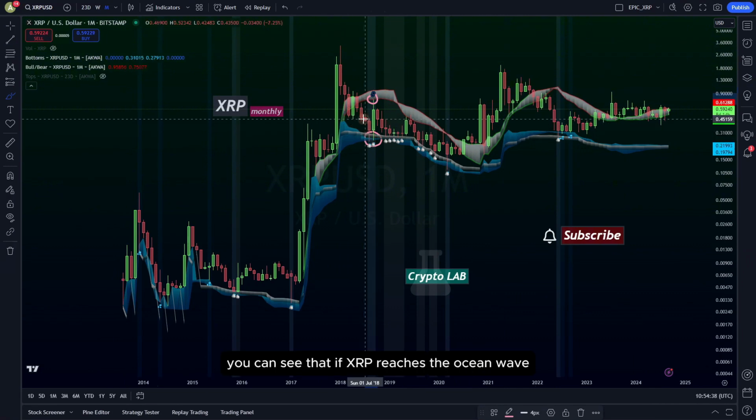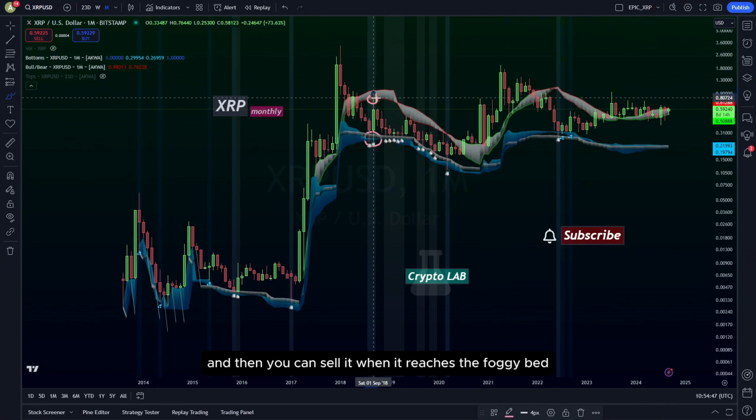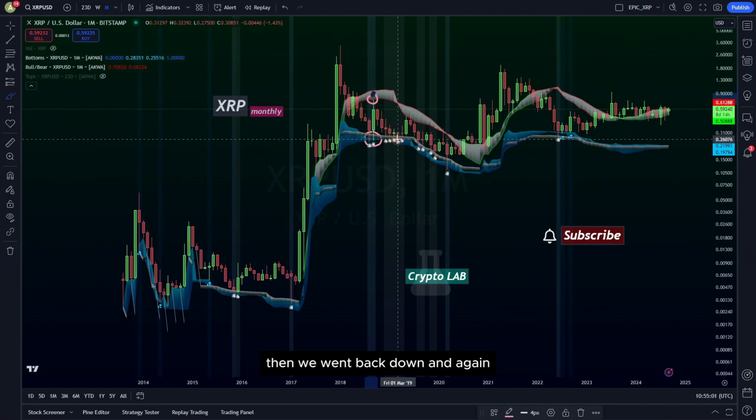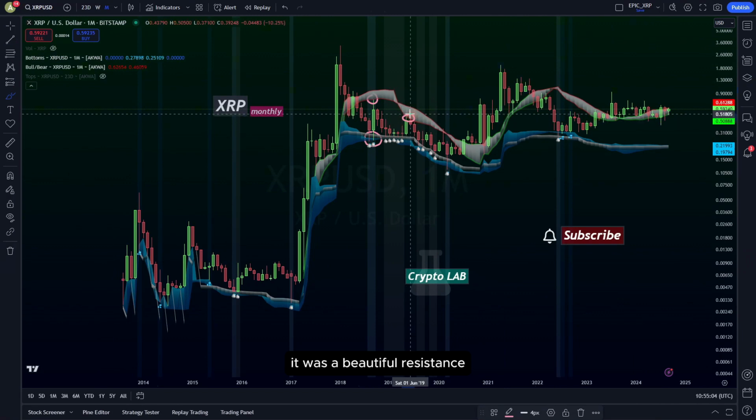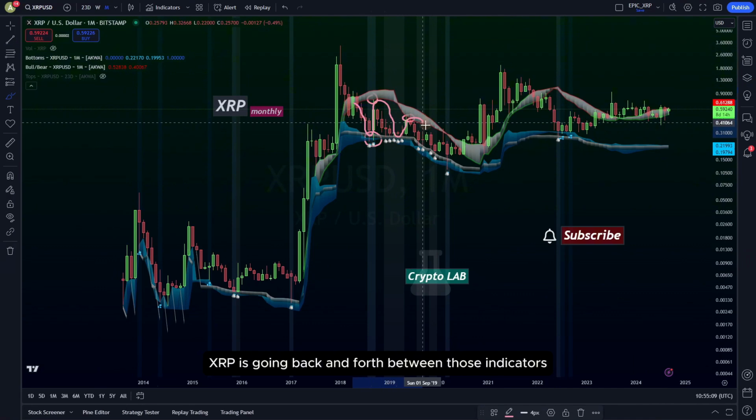As an example, you can see that if XRP reaches the ocean wave, then you can buy it, right? And then you can sell it when it reaches the foggy band, because we know that this area was a strong resistance. Then we went back down, and again, it was a beautiful resistance. So you can see that XRP is going back and forth between those indicators, right?